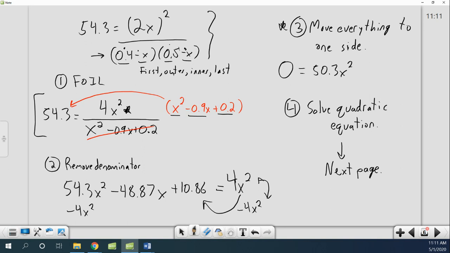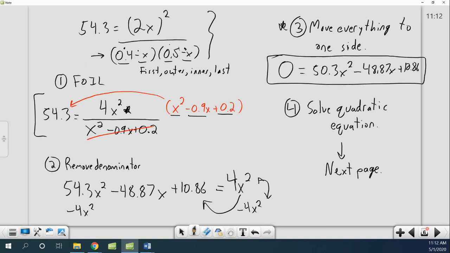50.3x squared minus 48.87x plus 10.86. All right, we did it. We are now in standard form. We can solve this now using the quadratic equation.